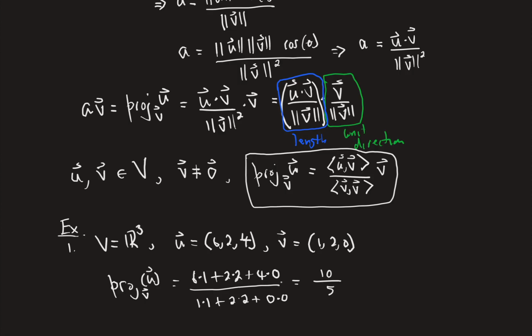Oh, I didn't write down my V vector. So let me put V there. And V is 1, 2, 0. So this is 2 times that vector. So again, this is the A that we would have found, right? In this case, A is 2. And then all you do is multiply that vector and that scalar, and you'll get 2, 4, 0. There you go. So pretty straightforward to get that projection.